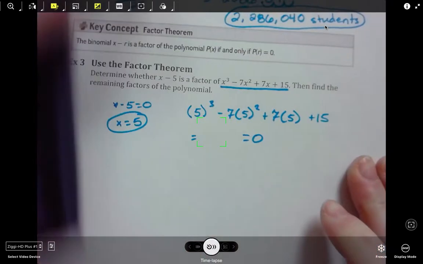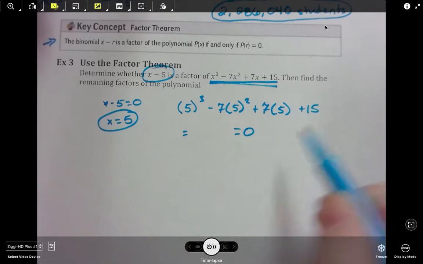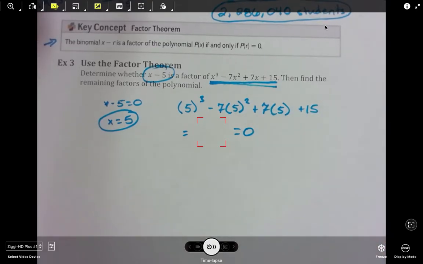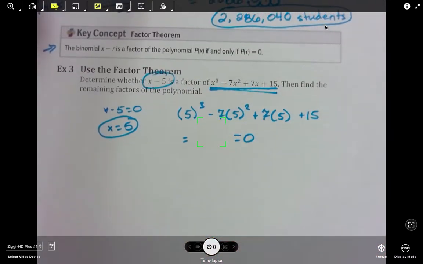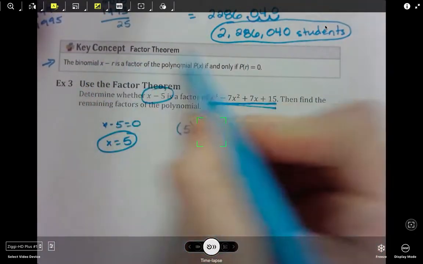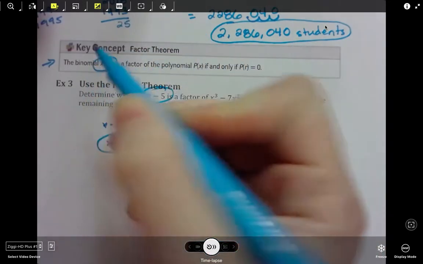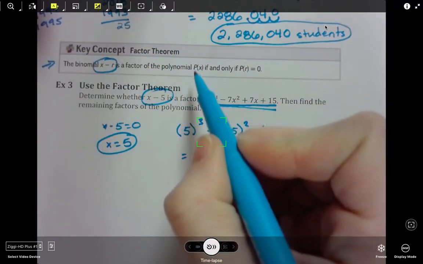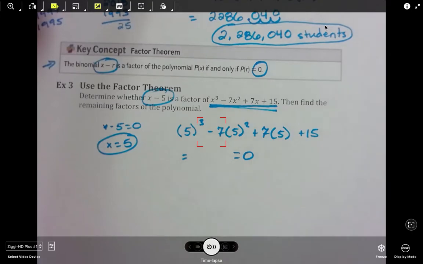So what that means is that if I would take this and divide by x minus 5, I would get a remainder of 0. And when I get a remainder of 0, that means x minus 5 does go into that perfectly, right? If I have a remainder of 0, it goes in there evenly. So what this key concept is saying is that x minus r, or x minus 5, whatever x minus that is, is a factor of our polynomial if the remainder, or when you plug it in, the answer is 0. So here it is a factor because my remainder is 0.